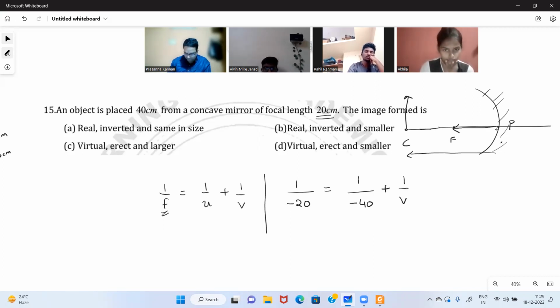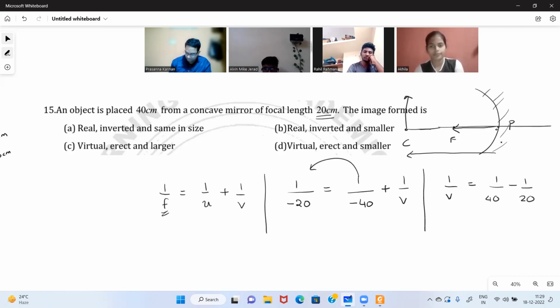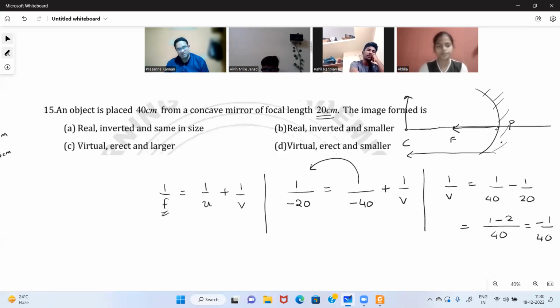We don't know what 1 by v is, so we'll keep it as it is. We'll take the minus 1 by 40 to the other side, so it will become 1 by 40 plus, minus 1 by 20. If you take the LCM, it will be 40: 1 minus 2. So what is the answer? Minus 1 by 40. Correct. So the image is also formed at a distance of 40 on the left side. That's why you are getting the negative sign. Understood? Yes, sir. So you can immediately say it is formed exactly at the center of curvature only.